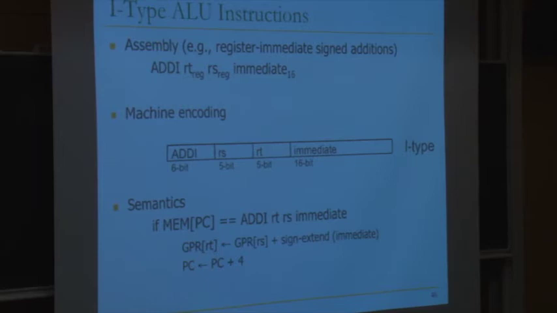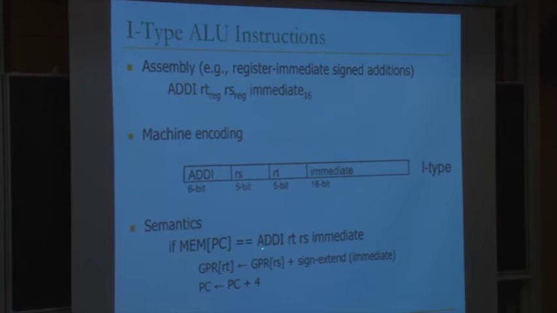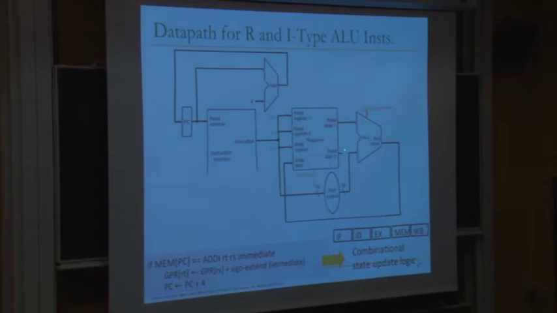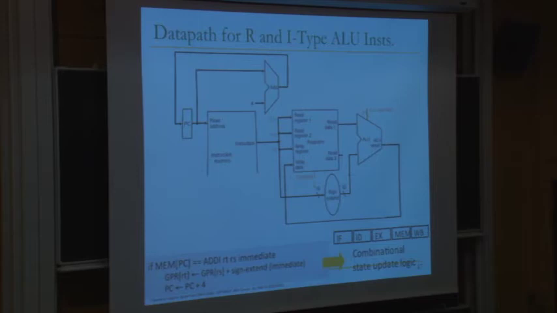Now, if you want to add I-type ALU instructions to this data path, the data path will need to become a little bit more complex, because now the second operand is not a register, but a sign extended immediate. So how do we do that? Well, we'll need to somehow add the sign extended immediate as the second operand. It's not this register anymore.